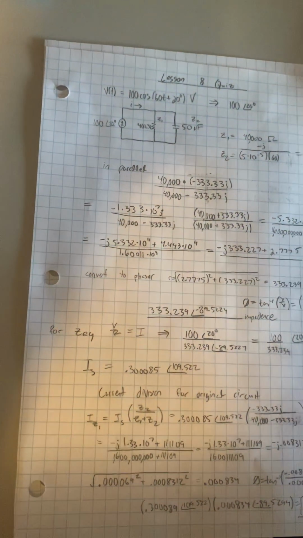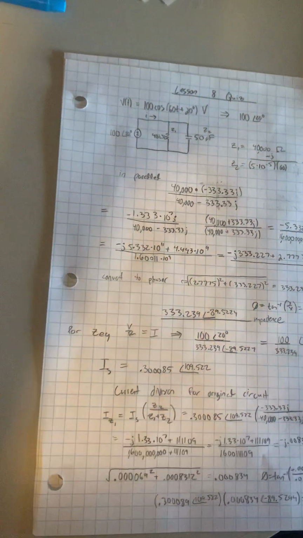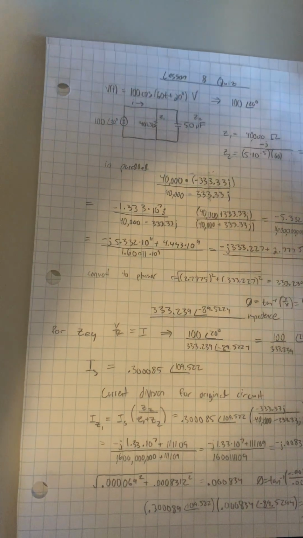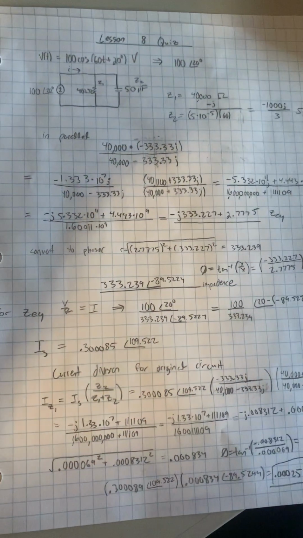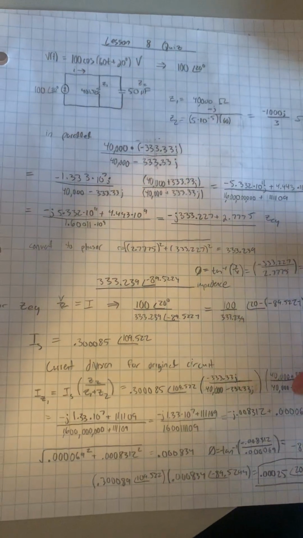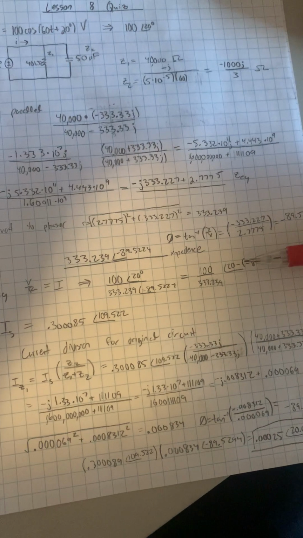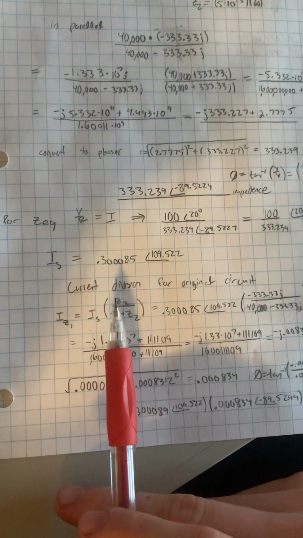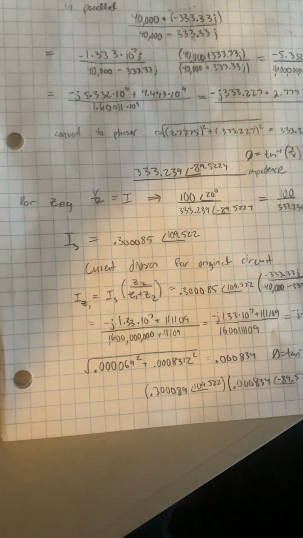So then to get the source current, I use the given voltage, which I had to convert: grab this 100 and throw right there, and put this phase angle right there. So I divide 100 by 333.239, and then the phase angle is 20 minus the negative, so that's added onto it. So I got the source current to be 0.30085 with the phase angle of 109.522.